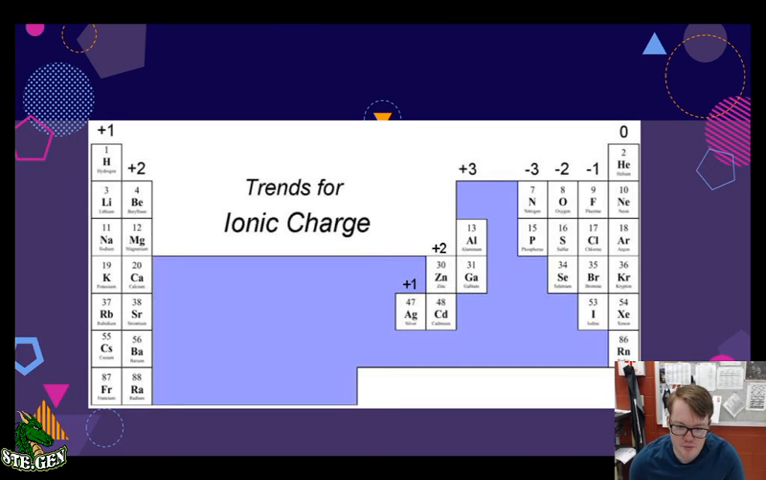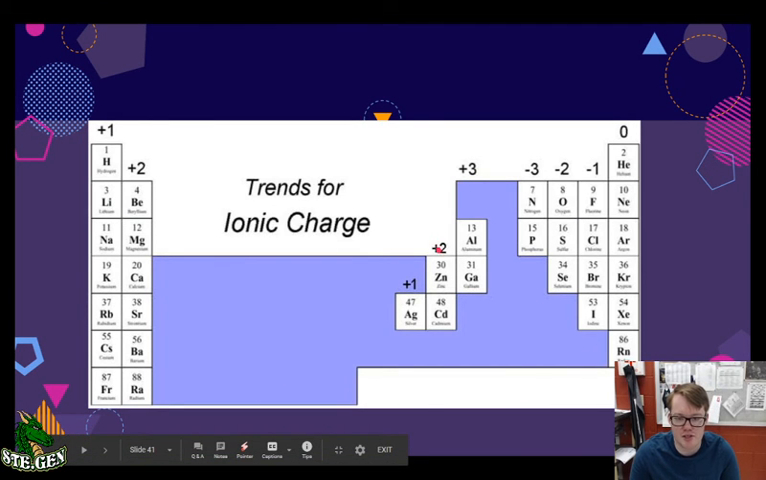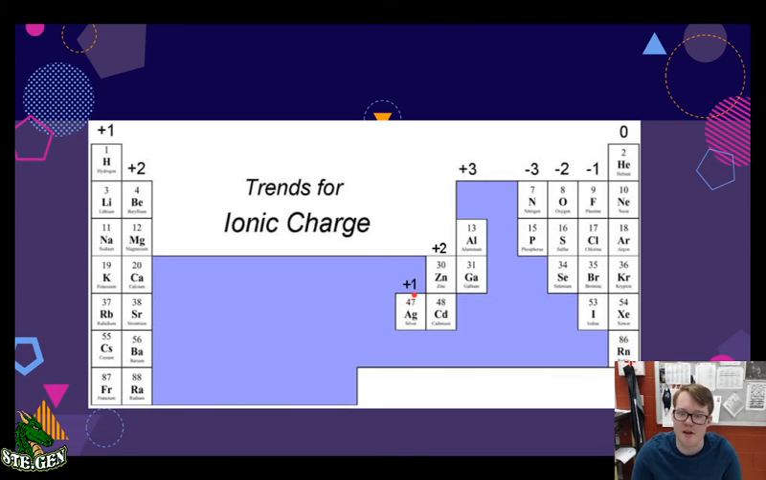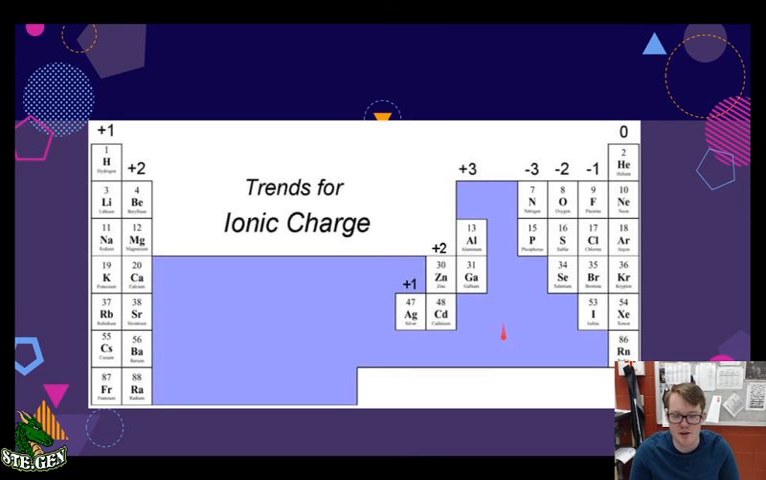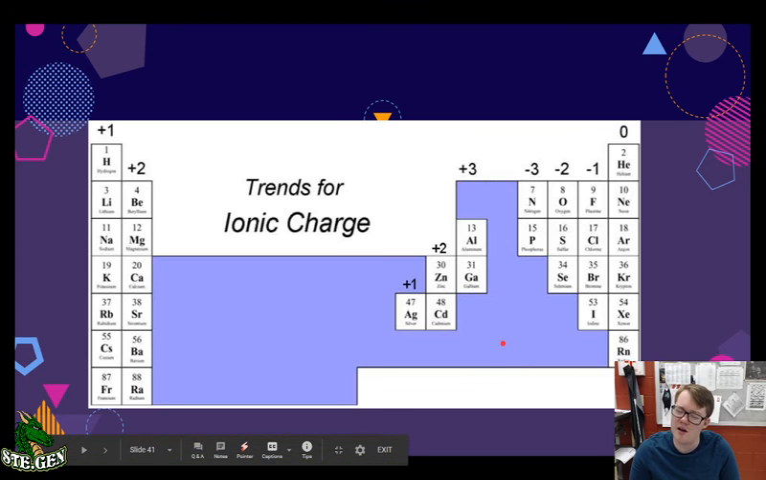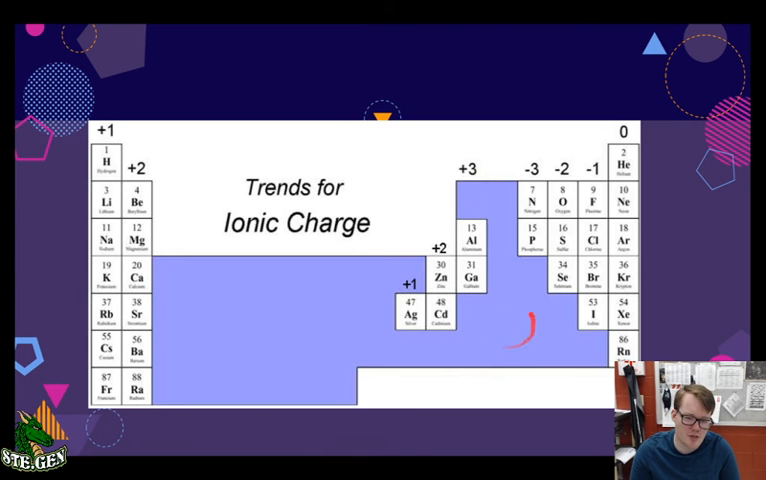So here we go. We've got our trends. Now Ga is also +3, but aluminum is the only one that's like tricky because it's really close to the staircase. So all of these would tend to be +1. These are +2. Silver is also +1. These guys are +2. These guys are +3. Technically, these guys down here would be +4, and sometimes they can be other things too. We'll talk about that a little bit later also. These guys are -3. These are -2.